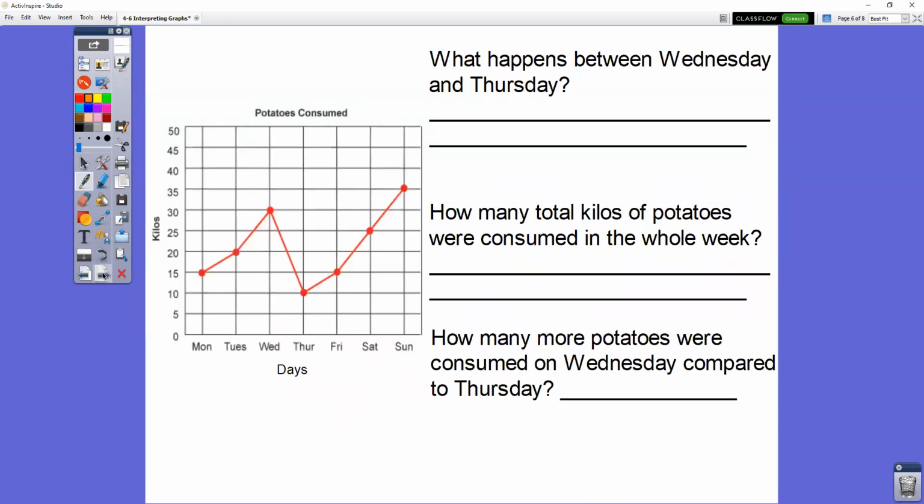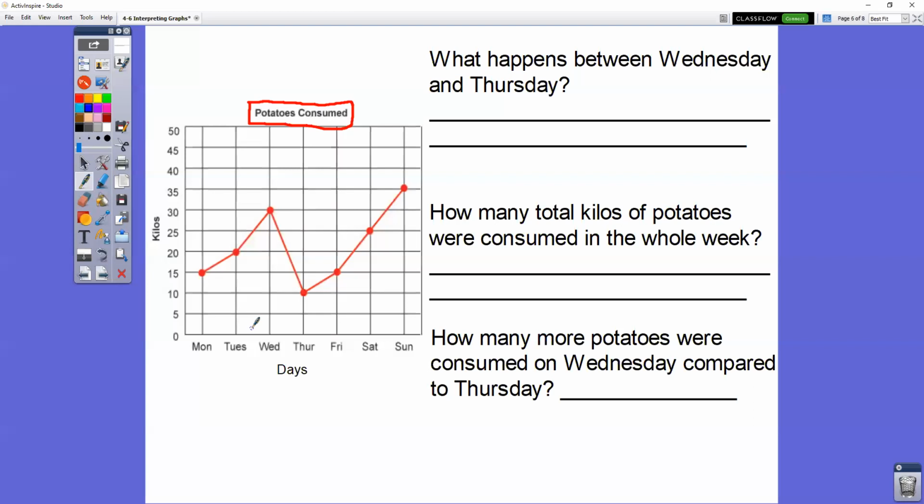Take a look at this one. In this one, we're talking about a restaurant. We're talking about the amount of potatoes consumed. Consumed means to eat. Notice that we have the days of the week at the bottom, and we're measuring in kilograms along the side. Now, 1 kilo is about 2.5 pounds.